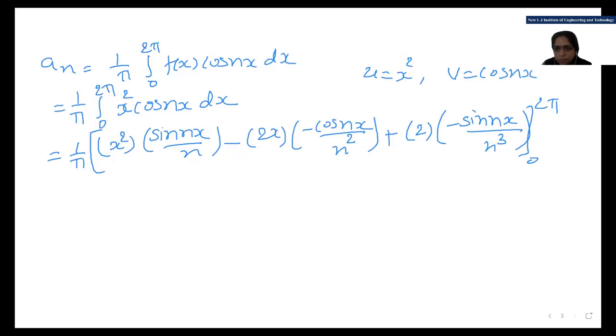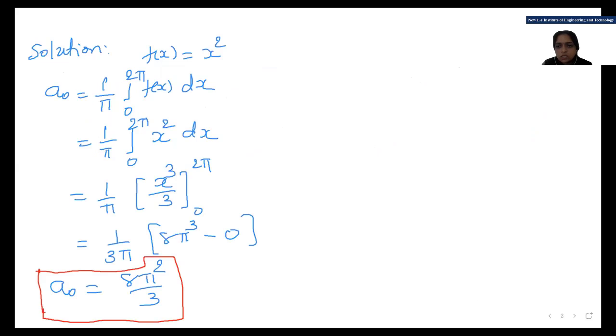Devansh, do you have any question? Ma'am, please show the side in which you solved for a0. Okay. See, this is a0, Devansh. What happened? Devarsh, sorry. What happened, Devarsh?